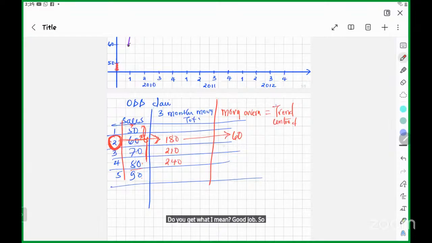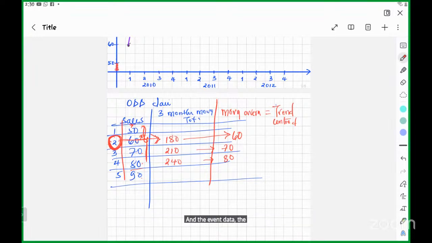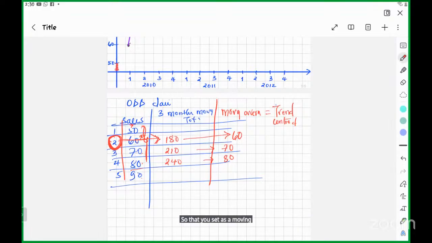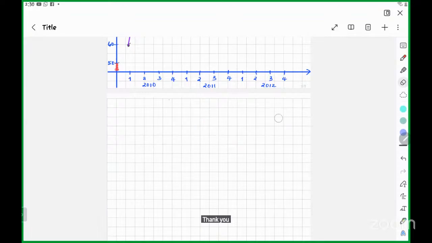So this will be 60, 70, and 80. Hope it's clear, brother. Yeah. So for odd data, the moving average is the trend or the centered average. Under even data, the centered average, which is the trend, is an average of the moving average, so that you center the moving average. Okay, sounds good, brother. Thank you. You're welcome, sir.